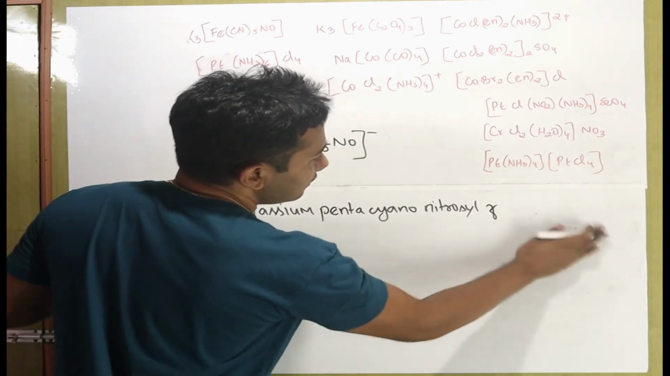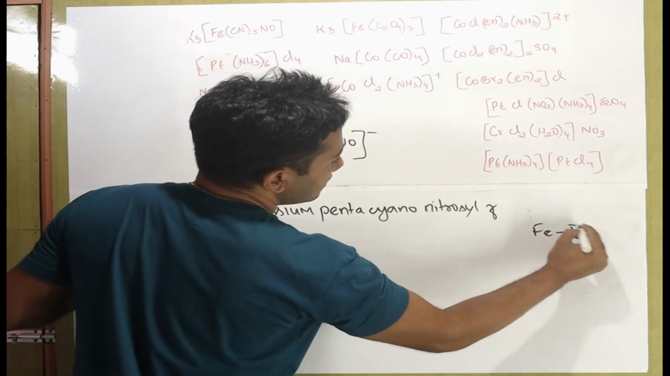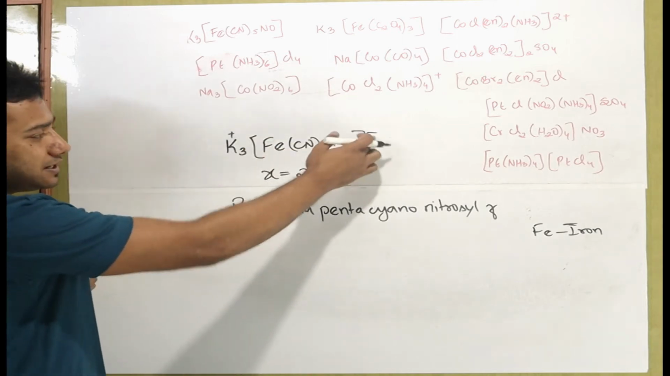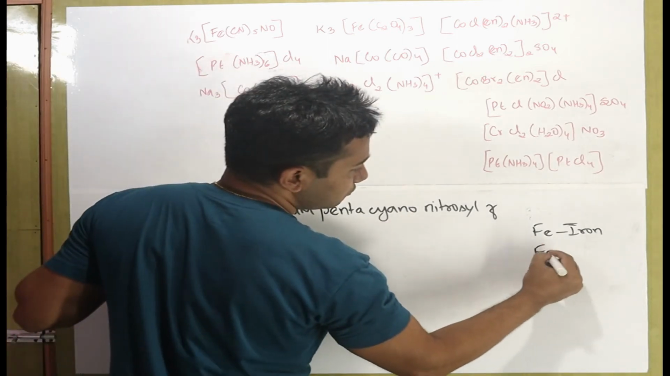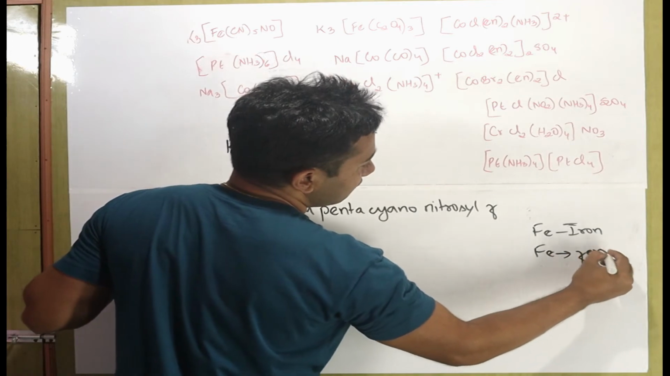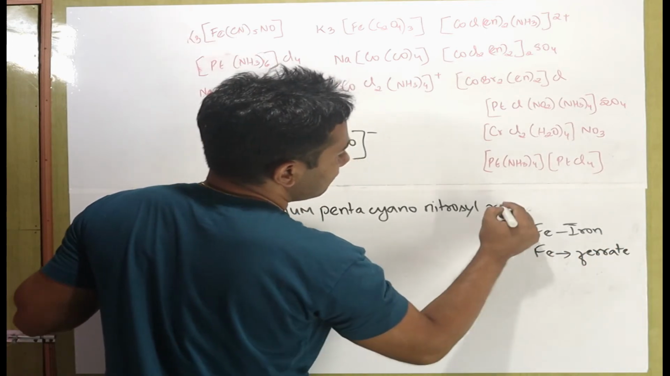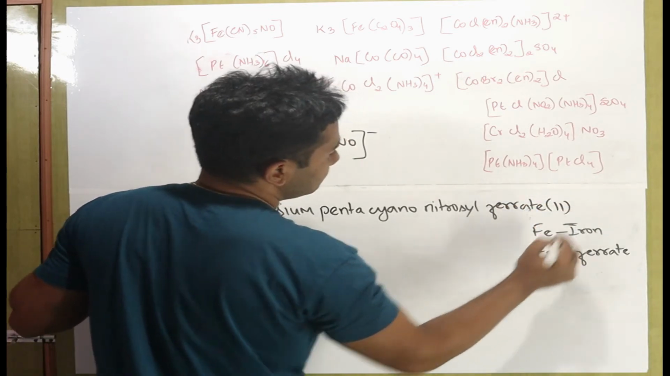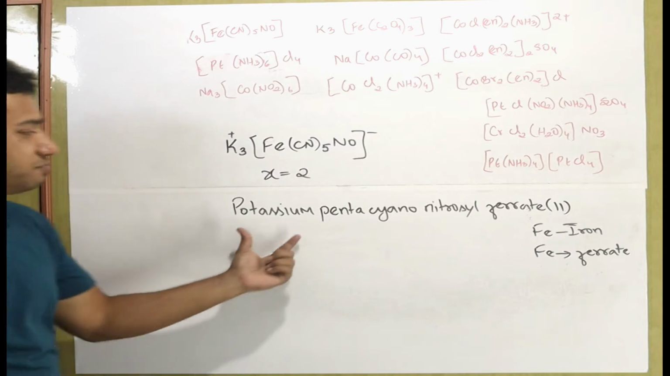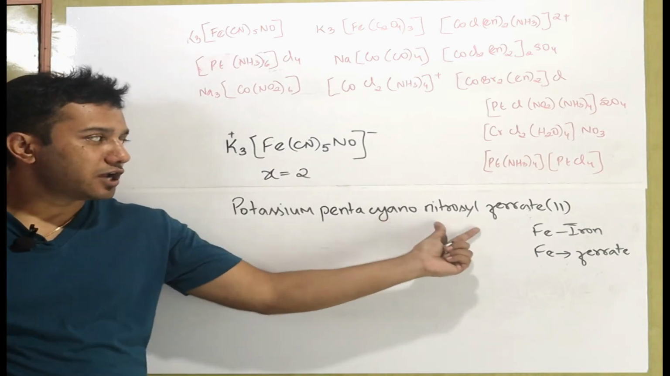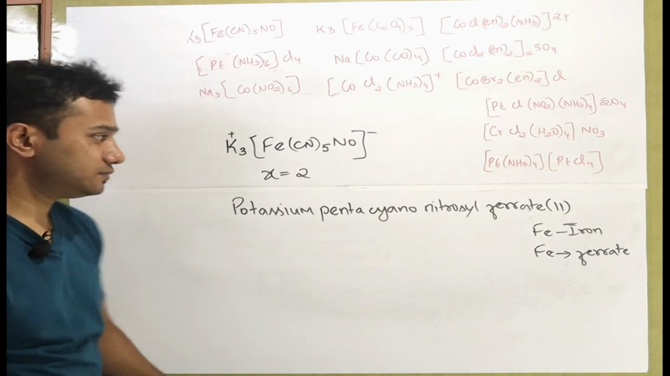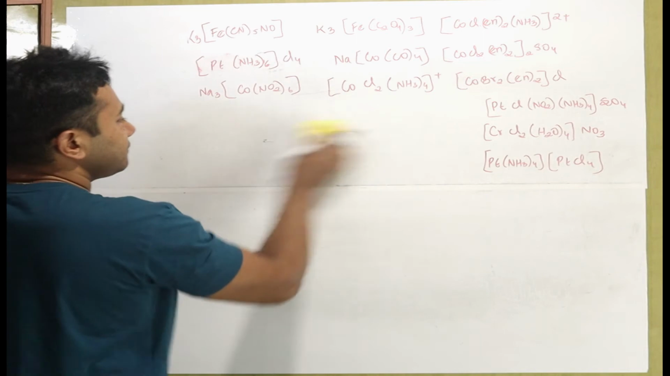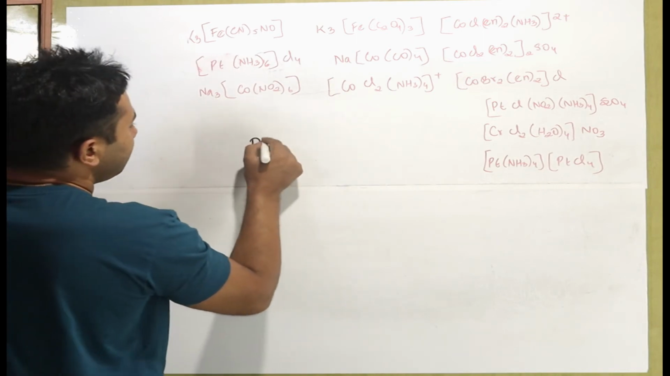Fe is iron. Whenever the coordination sphere is negative, Fe shall change to ferrate. Ferrate 2. So we have potassium pentacyano nitrosyl ferrate 2. Ferrate. Next we have platinum.